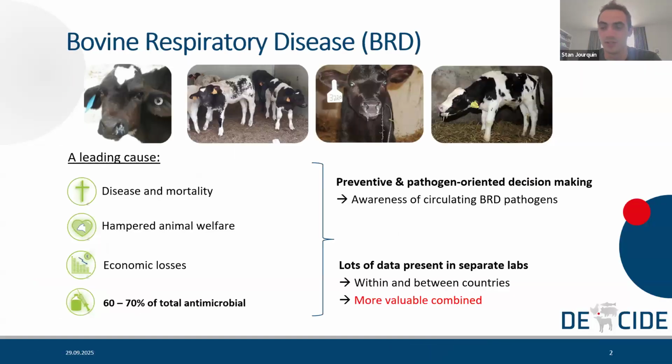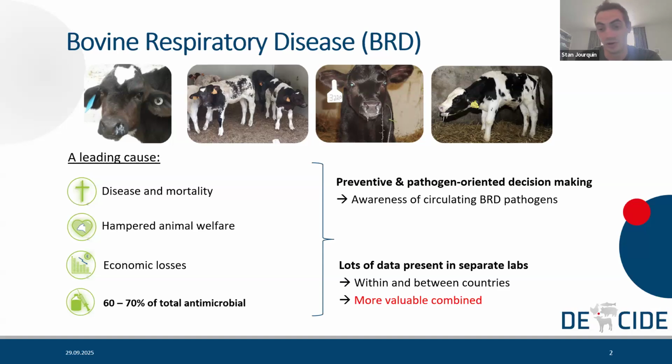As a really brief introduction, I don't think I need to introduce the topic of bovine respiratory disease too much, but we know, especially in calves, it remains a leading cause for disease, mortality, hampered animal welfare, losses, and antimicrobial use. Still 60 to 70% of the total antimicrobial use in calves is used for BRD, which is a lot despite all of our efforts. And if we want to move towards a more sustainable, preventive, and pathogen-oriented approach, we noticed throughout the years that creating awareness about circulating BRD pathogens is one of the most efficient ways to get farmers, veterinarians, and producers alike to tackle these diseases.